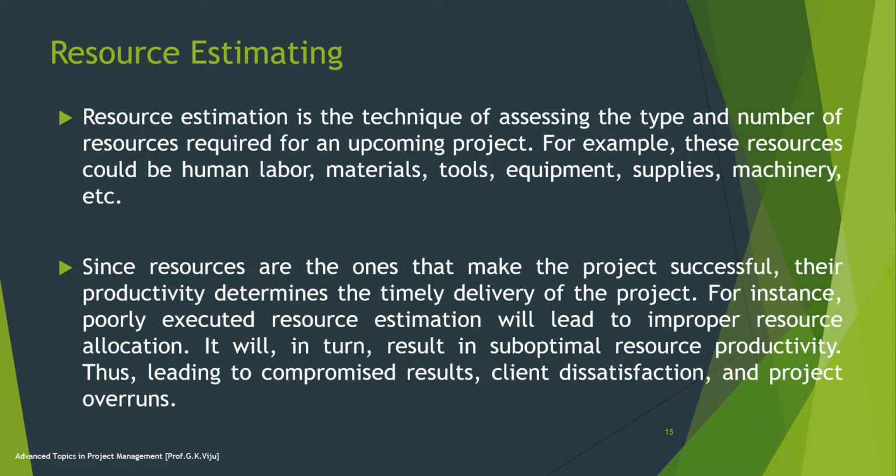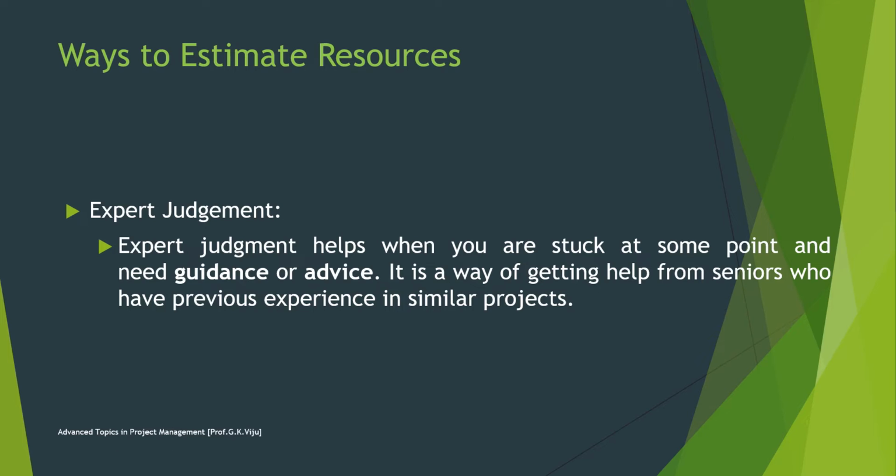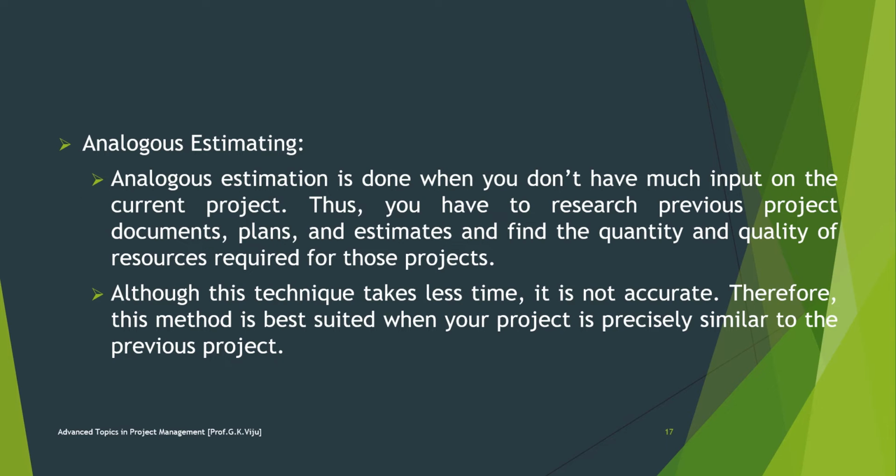Resource estimation. The goal of activity resource estimating is to assign resources to each activity in the activity list. There are 5 tools and techniques for estimating the activity resources, starting with expert judgment. This means bringing in the experts who have done these sorts of work before and getting their opinion on what resources are needed. Second one is analog estimation.